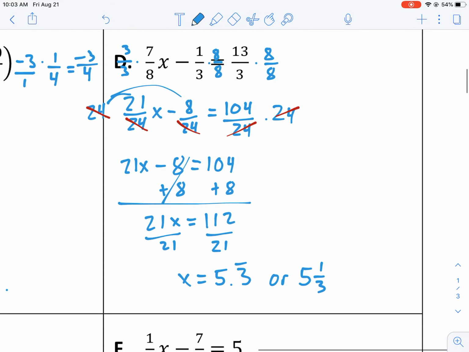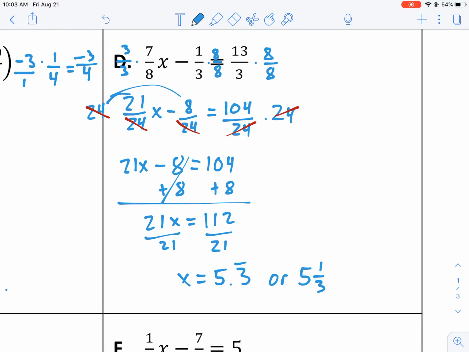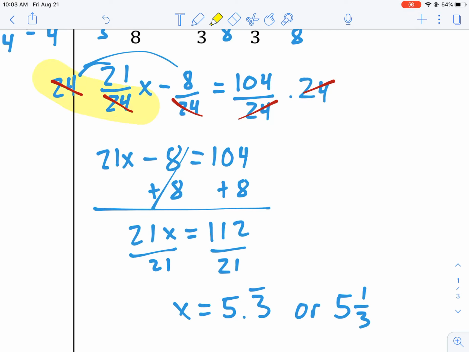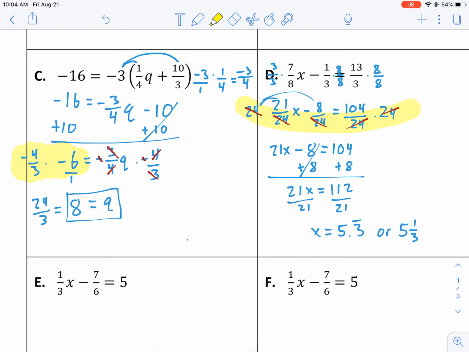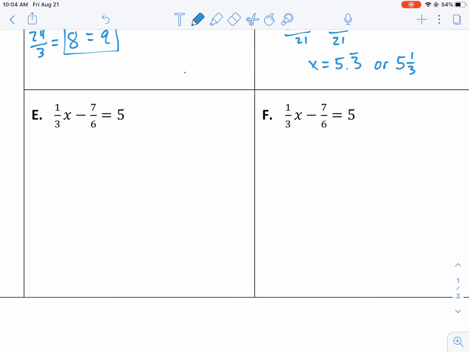We could have solved this with the fractions and done a bunch of fraction work, but that's just way more effort than doing this. Once you get all those denominators the same, get rid of all those denominators, just leave your numerators as your coefficients and solve your problem. All right, so E and F. E and F are the same question.